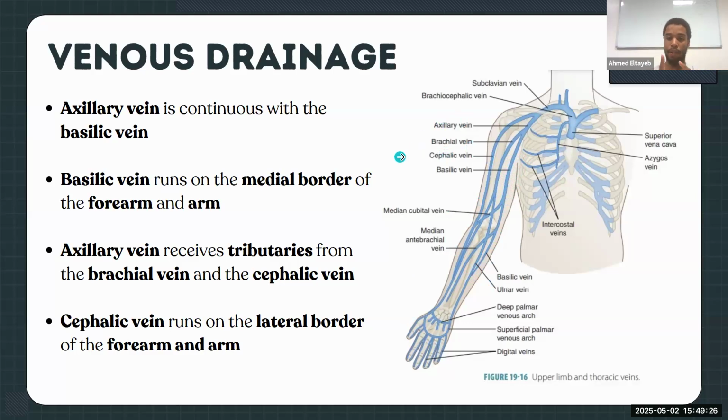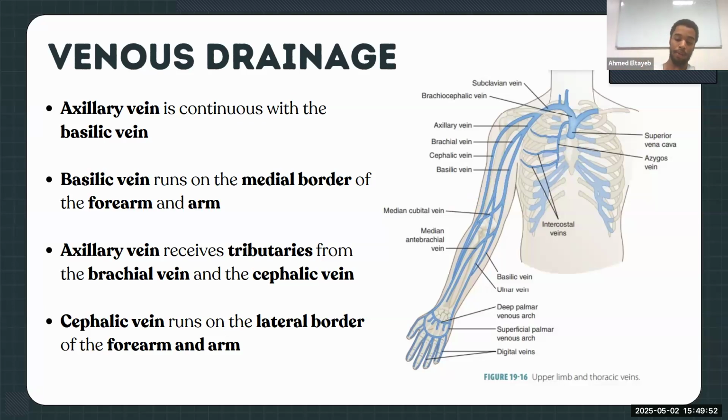So the basilic vein is continuous. It goes up the medial border of the arm and forearm, and then the brachial vein joins onto the basilic vein. And up here, we have one more tributary, which is the cephalic vein. The cephalic vein runs on the lateral border of the forearm and arm, and it joins onto the axillary vein. And then, yeah, that's it really.